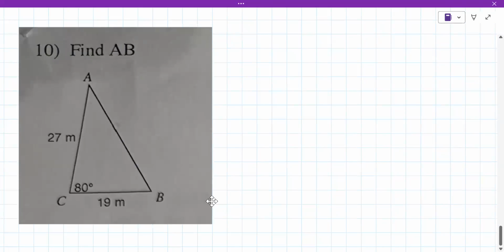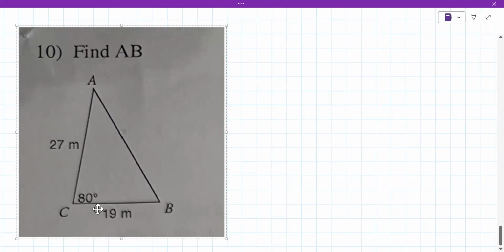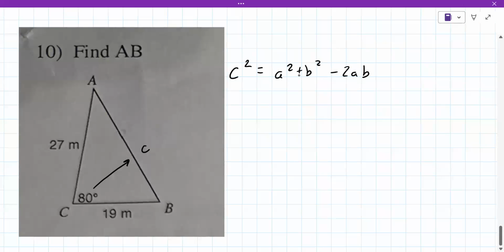All right, so you got a side, you got an angle, you got a side. The only thing you can solve for is the side across from the angle. So the law of cosines comes in three forms. C squared equals A squared plus B squared. So notice this is the Pythagorean theorem. Minus 2AB cosine big C.